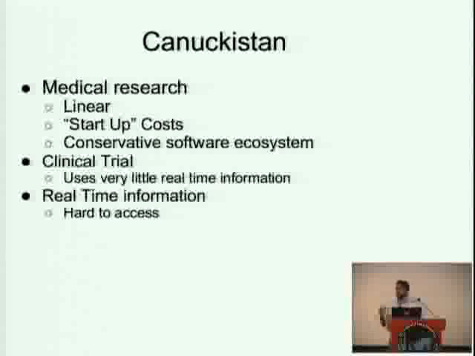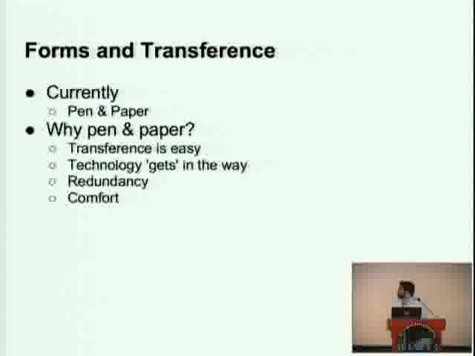So me and my partner started looking into why it is hard to get real-time information coming out of the front end. First of all, it's hard to access, and it has something to do with forms and transference. And what I mean by transference is getting data from one person to another person. In Canada right now, even in the US, in some states, everything's pen and paper, even though there's an electronic system on the side. When they have an electronic system, they're still based on some of the designs that were done way back in the 80s, way back in the 90s.